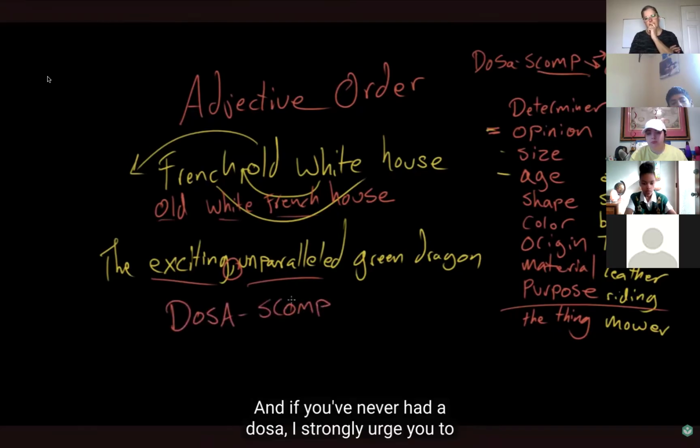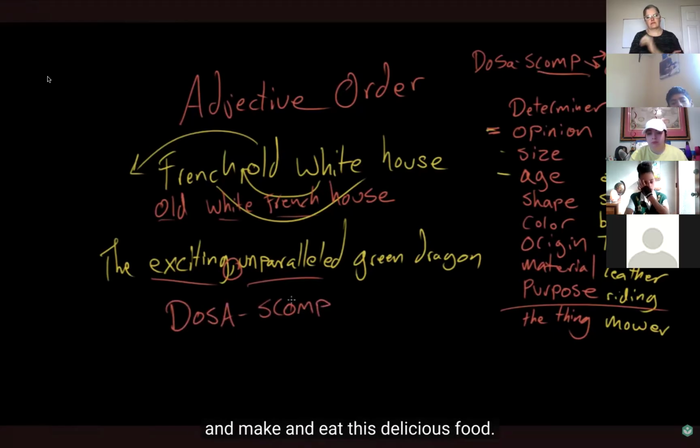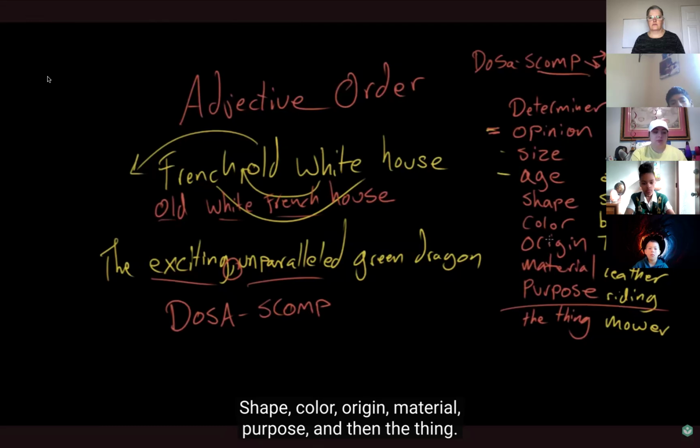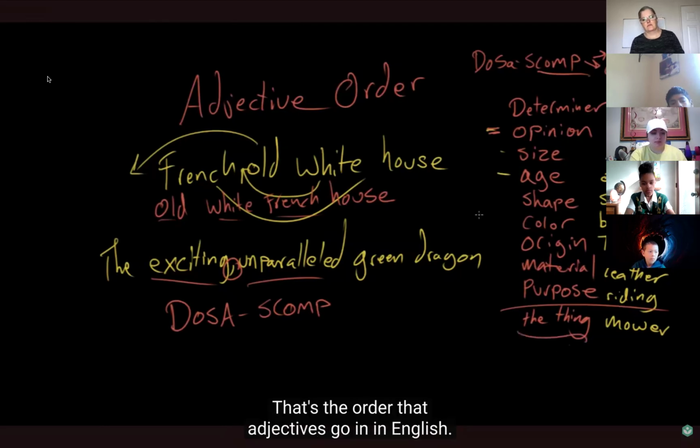And if you've never had a dosa, I strongly urge you to look up recipes online, go to a South Indian restaurant, and make and eat this delicious food. And then you're just going to scomp on some dosas. So determiner, opinion, size, age, shape, color, origin, material, purpose, and then the thing. That's the order that adjectives go in English.